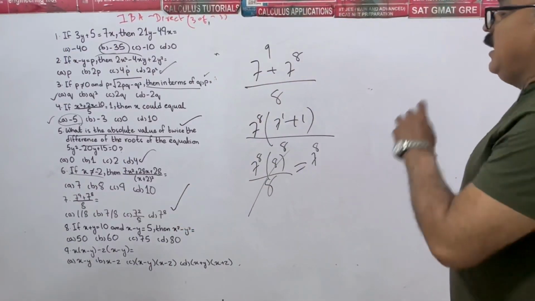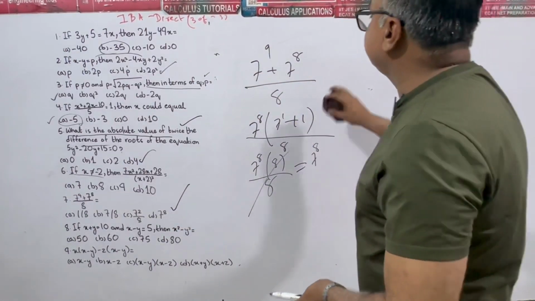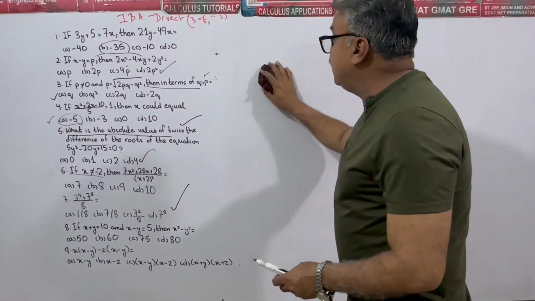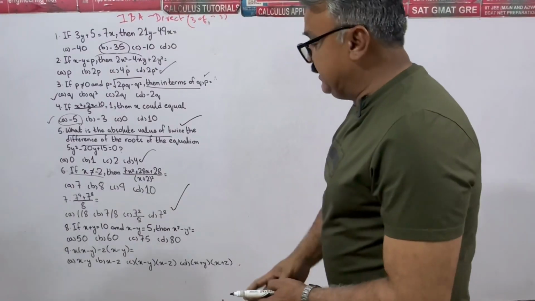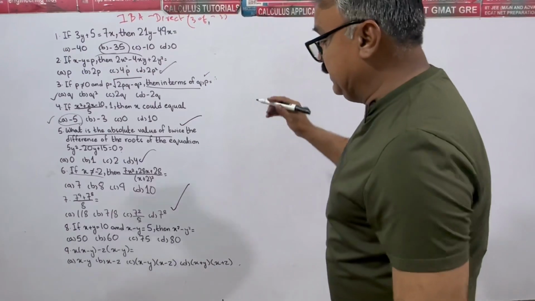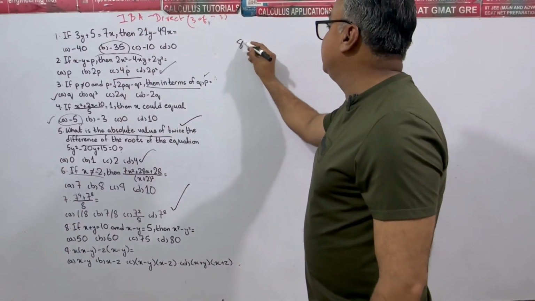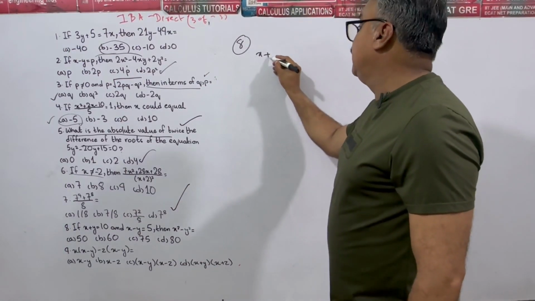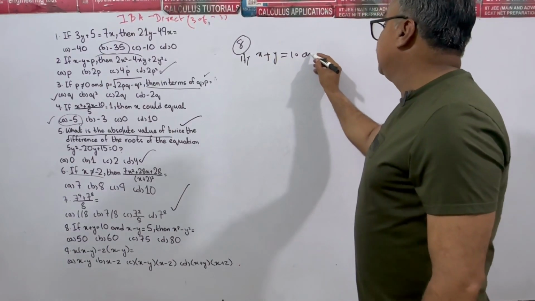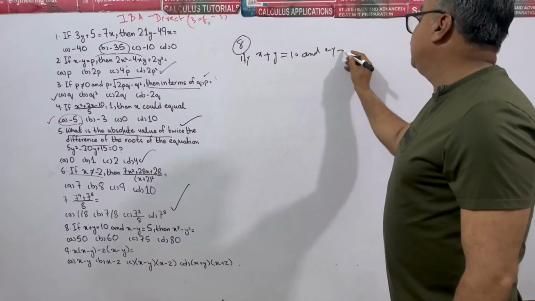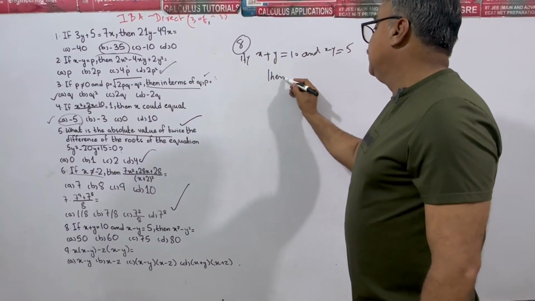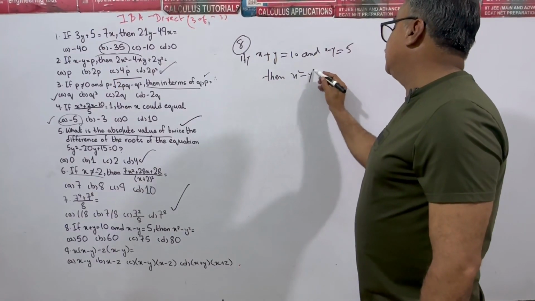What about the last two questions? We have dealt with the hard nuts. The remaining questions are really easy. I always write in retrospective fashion: first tough ones, then easy ones. Okay, question number 8. Look at this. If x plus y is equal to 10 and x minus y is equal to 5, then find the value of x square minus y square.